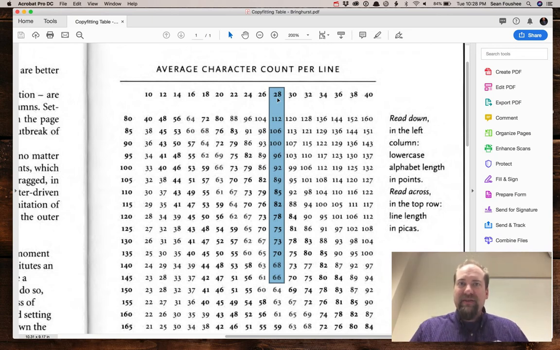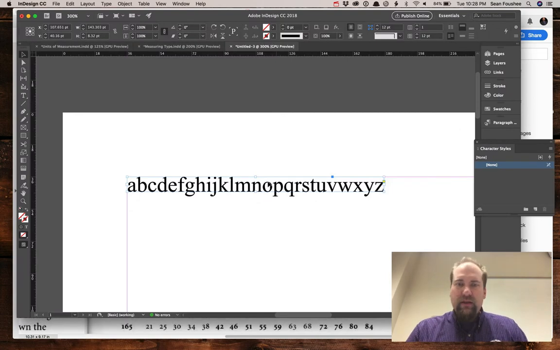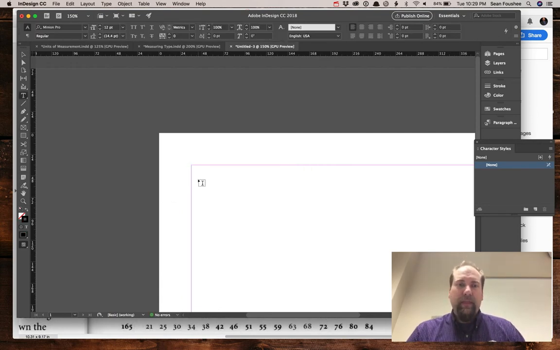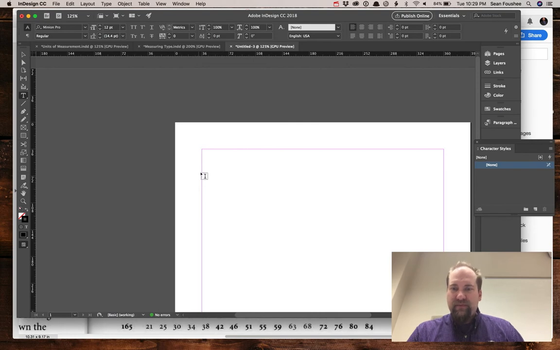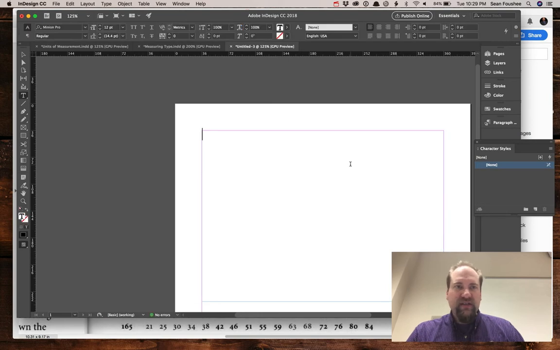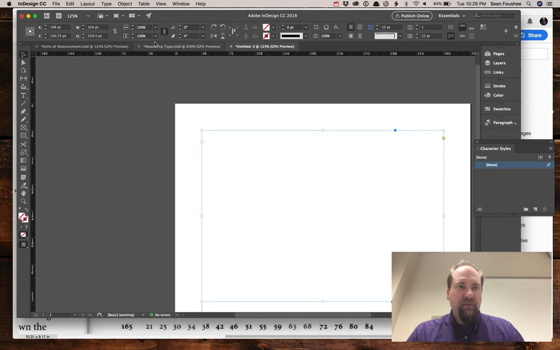So 28 picas is going to be the length of our measure. So how do we do this in our layout? If I go back into InDesign, this means that I want to create a text frame that is 28 picas in width. So I'm going to create a standard text frame. There we go. After I select this text frame, I'm going to convert my rulers back to picas. This text frame, when I created it, because of how I set my margins up, is 27 picas.